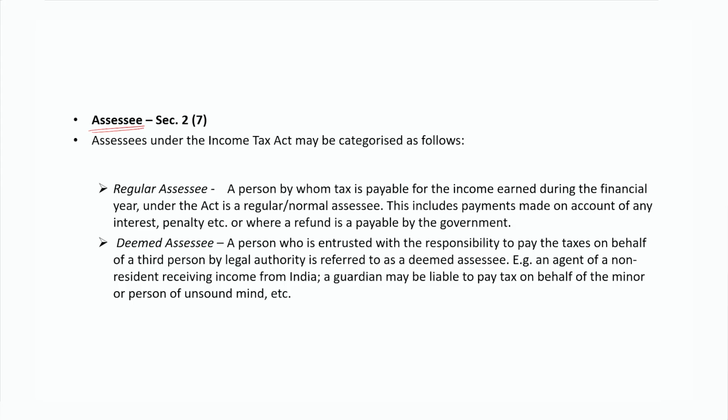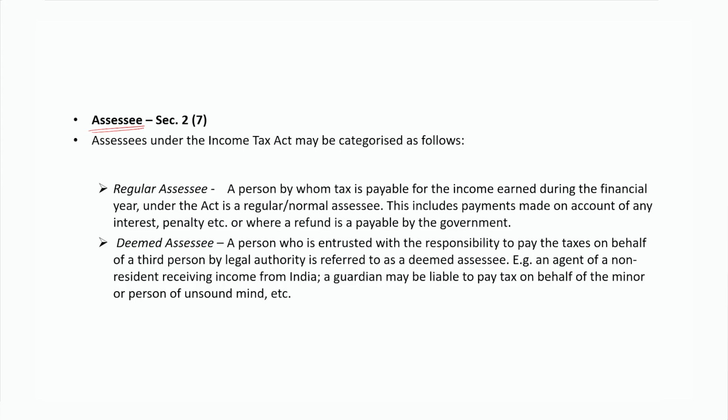So if we look at assessees under the Income Tax Act, they will be categorized as follows. One is the regular assessee. Who's a regular assessee? A person by whom tax is payable for the income earned during the financial year under the Act is a regular or normal assessee. This includes payments made on account of any interest, penalty, etc., or where a refund is payable by the government. So sometimes we end up paying more tax and then the government refunds us.